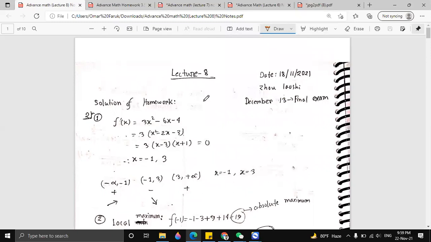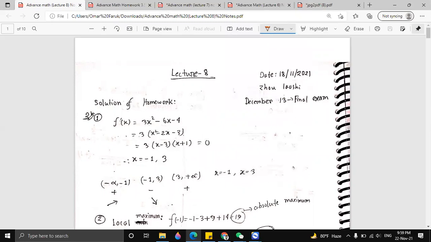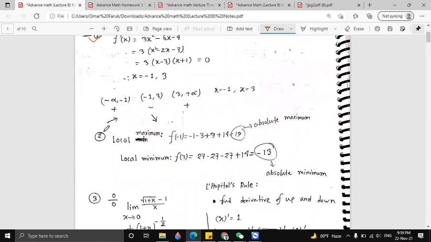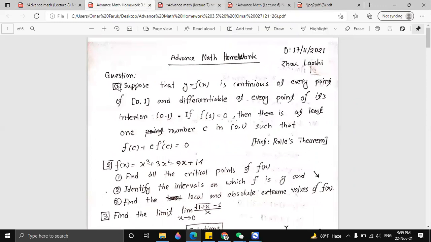So previously we had some homework, like you can see here, 1, 2, 3. I can start from number 1, and here is the question. Suppose that y equals f of x is continuous at every point of [0, 1] and differentiable at every point of its interior (0, 1).